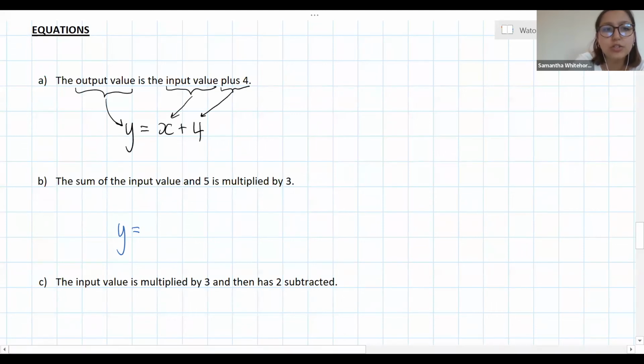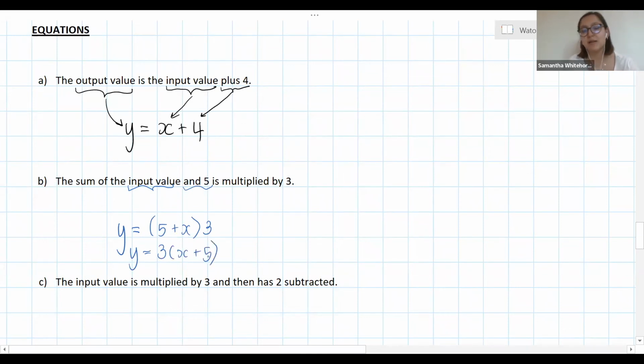Okay, so close. Input value and 5, when we're talking about the sum, do you agree? Oh, yes, ma'am. So, ma'am, it's 5 plus x multiplied by 3. And do you agree that the 5 plus x should be in a bracket because it's that whole thing times 3? Yes, ma'am. Excellent, well done. So guys, what you can do is you can reorder this and say y is equal to 3 times x plus 5. It means exactly the same thing. Right, excellent, Mokadi, well done. That was a tricky one.